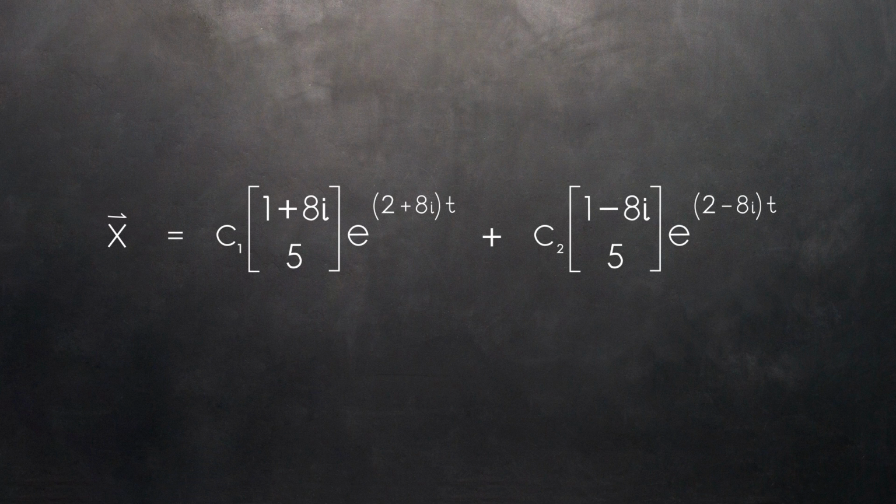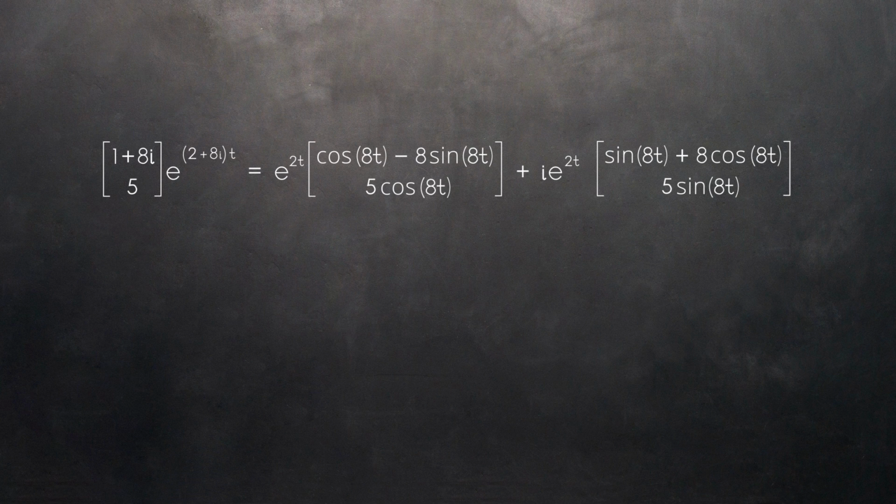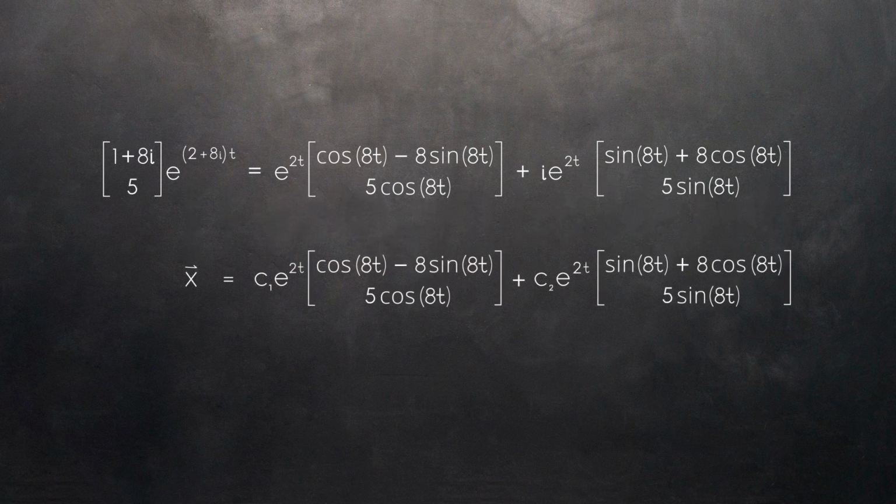Using lambda 1 and 2 and their corresponding eigenvectors, we can construct the complex solution to the system. Because our original system was real, we should go further and solve for the real solution to the system. Expanding this expression and taking the real part and imaginary part, we obtain our real solution.